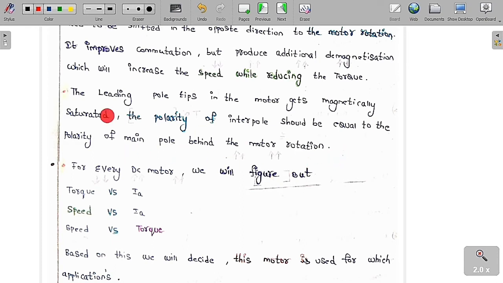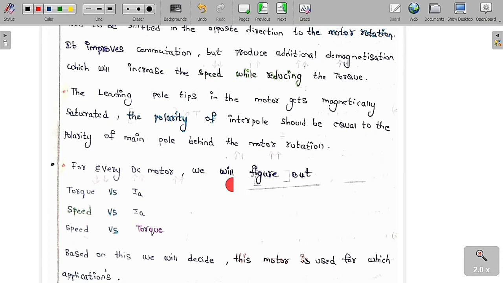These things I have already told you in the diagram itself. The leading pole tips in the motor get magnetically saturated. The polarity of the interpole should be equal to the polarity of the main pole behind the motor rotation. So this is the very important point that you always need to keep in mind.